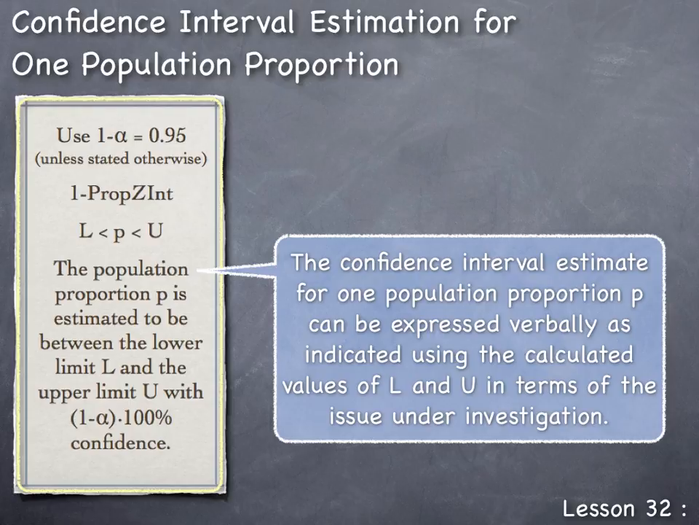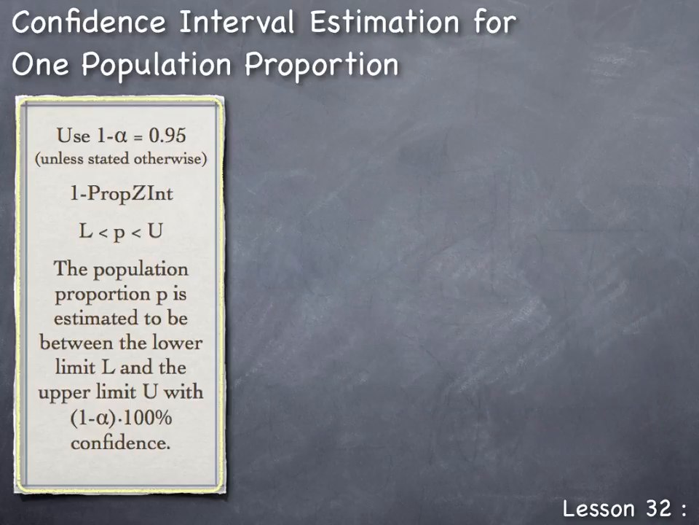That is, using words of the problem, we can state that the population proportion p is estimated to be between the lower limit L and the upper limit U with 1 minus alpha times 100% confidence. The following examples will help demonstrate the construction of confidence interval estimates for one population proportion.